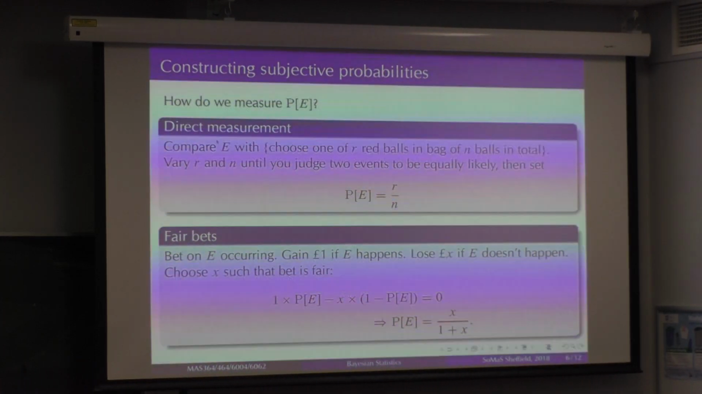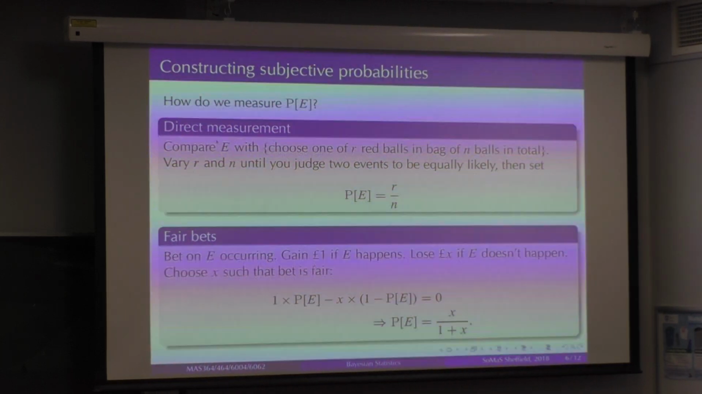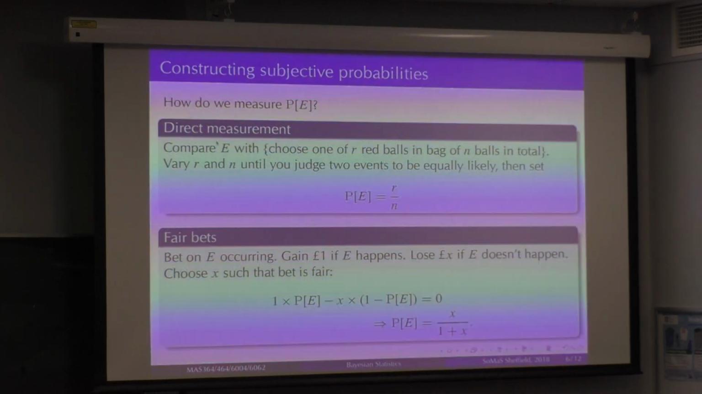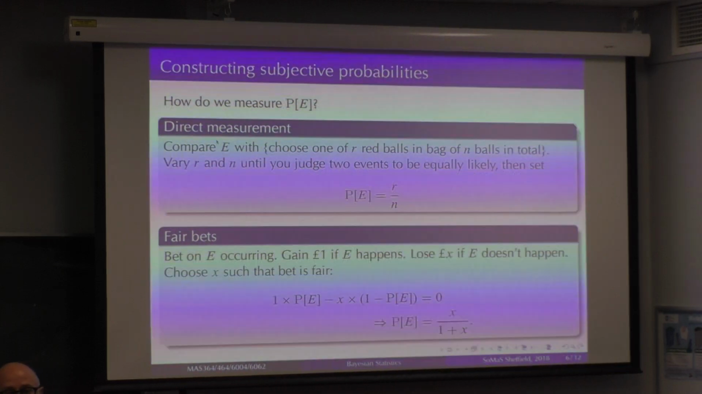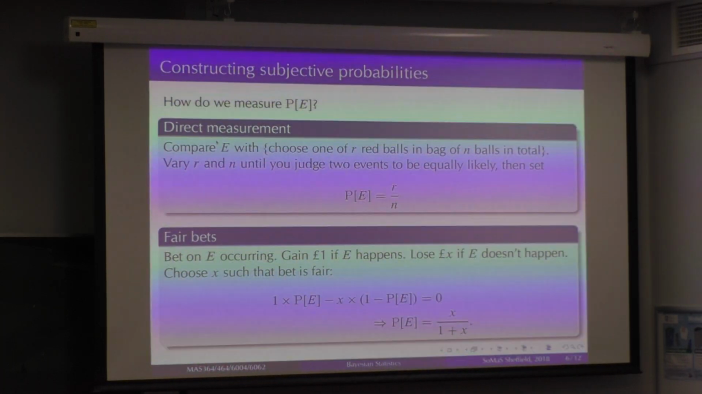Okay? So there's a way that works for you to assign your subjective probability to basically any event. It can be more or less difficult, granted, but it is mathematically possible, okay, and practically doable.